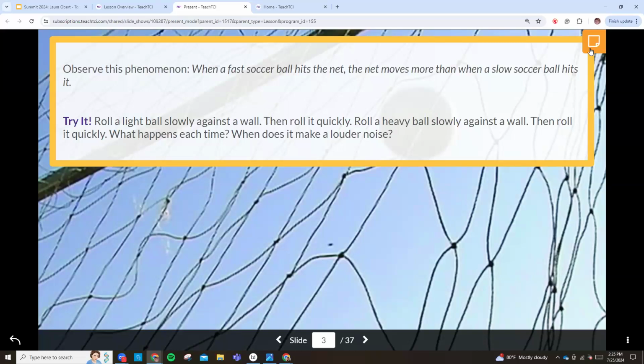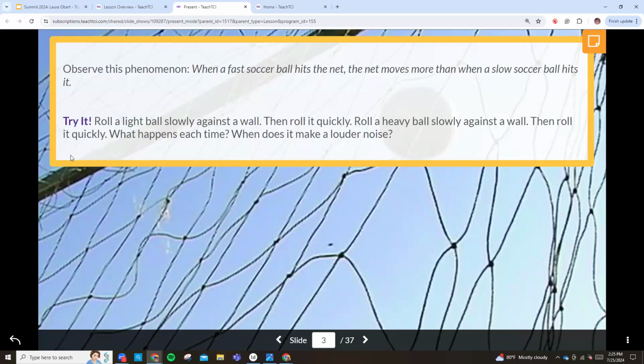And you have the option, if you want to actually get hands-on with the phenomena, we give you a try it here. So one option, if you want to test this out with your kids so that they're experiencing the phenomena in the classroom, you can test it out by rolling a light ball against the wall, and then you can roll it quickly, you can roll it slowly, and you can try rolling a heavier ball against the wall, rolling it quickly and slowly.